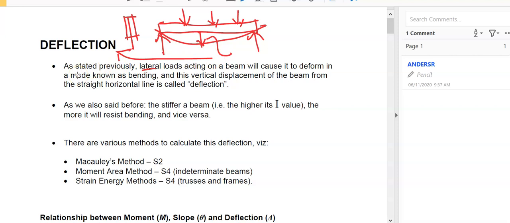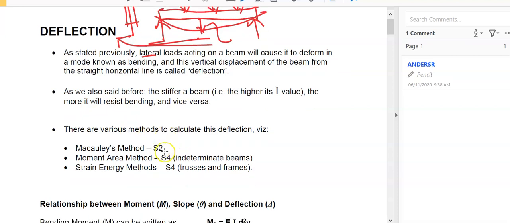And of course, I think you know by now that it can't drop meters. Deflection can be anywhere between 0 point something to about 5 or 6 millimeters, depending on the size of the beam, depending on the loads being carried, and depending on the span of the beam from there to there. But it's going to be a small number. Right, as we said before, the stiffer a beam, that is the higher its I value or its second moment of area value, the more it will resist bending and vice versa. We said that in section properties.